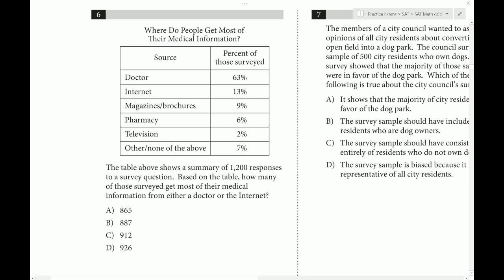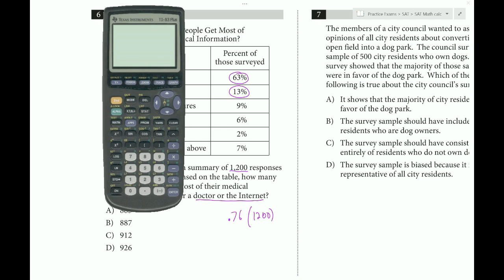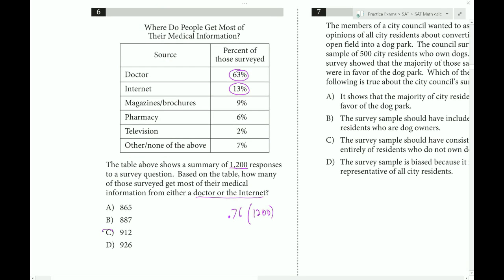Okay, the table above shows a summary of 1,200 responses to a survey question. Based on the table, how many of those surveyed get most of their medical information from either a doctor or the internet? So doctor or internet, so that's 76%, which as a decimal would be 0.76 times the 1,200. So 0.76 times 1,200, that's going to give 912, right?